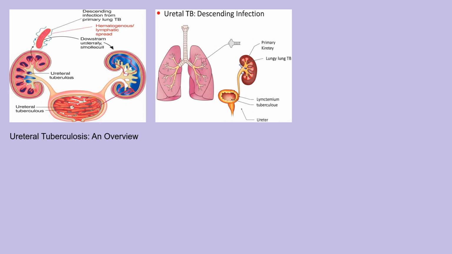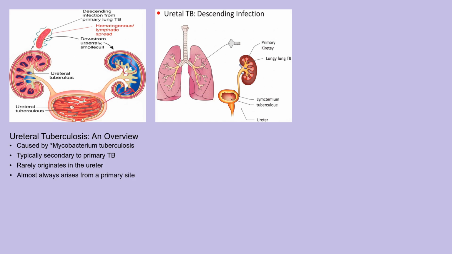Ureteral tuberculosis, at its core, is caused by the bacterium Mycobacterium tuberculosis, the same culprit behind pulmonary tuberculosis. However, in the context of the urinary system, it's almost always secondary. This means the infection doesn't start in the ureter. Instead, it almost always arises from a primary tuberculosis infection elsewhere in the body, most commonly the lungs.